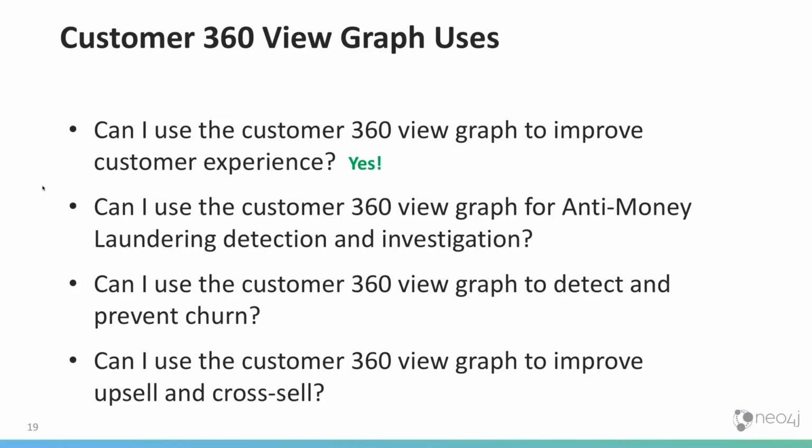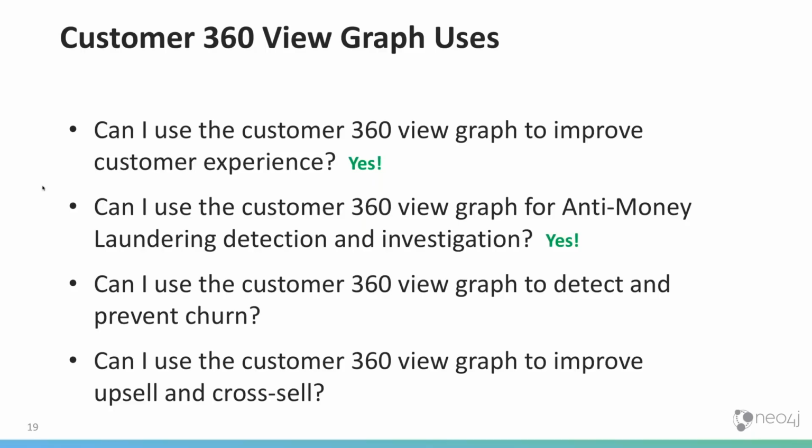What else could you use that graph for? Could you use it for anti-money laundering, for example? And I would say absolutely. Having that 360-degree view of your customer gives you a full view of all of their behavior and all the data you have about them, which can then be used to spot anomalies, right?